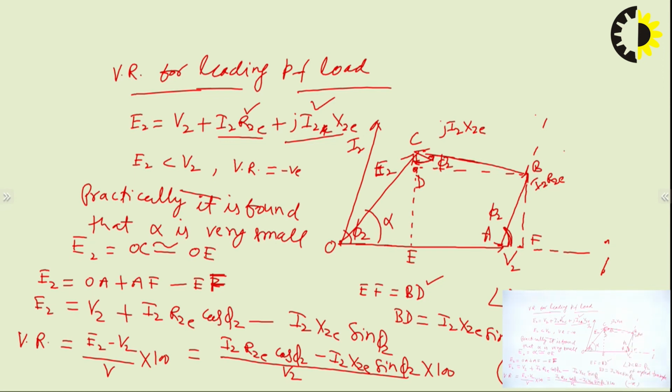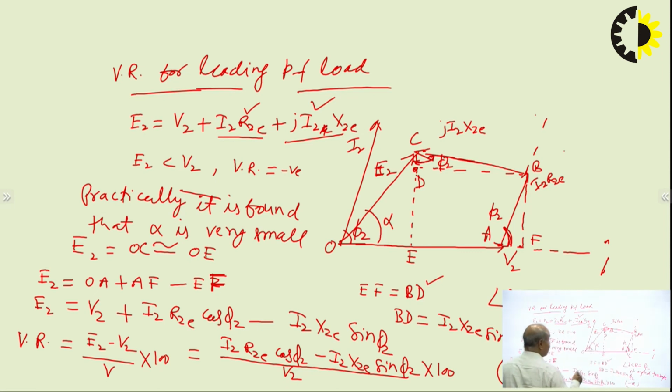So we have shown from the phasor diagram and simple mathematics, using the equivalent circuit and phasor diagram, that our voltage regulation will be negative when the transformer is supplying a leading power factor load, and voltage regulation will be positive when the transformer is supplying a lagging power factor load.